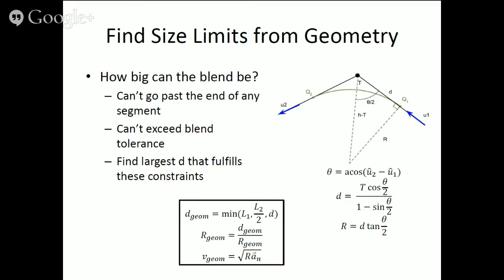You throw some trig at it, figure out, okay, how far can I be? Once you know your maximum distance, the D sub geometry, the D based on the geometry limits, figure out how far from the intersection point you need to be. And then from that, you can derive, okay, what's the radius of that arc? And also, what's the velocity I can reach based on my maximum normal acceleration?